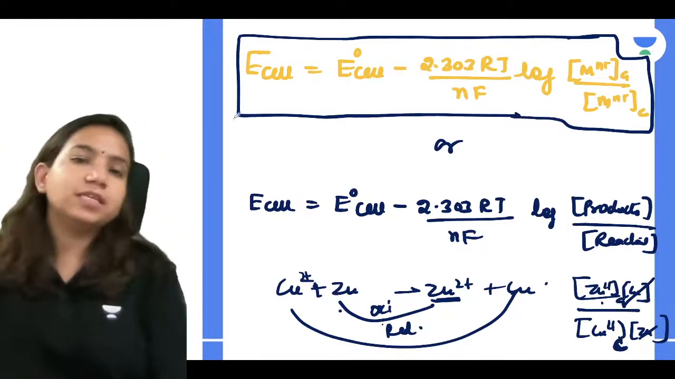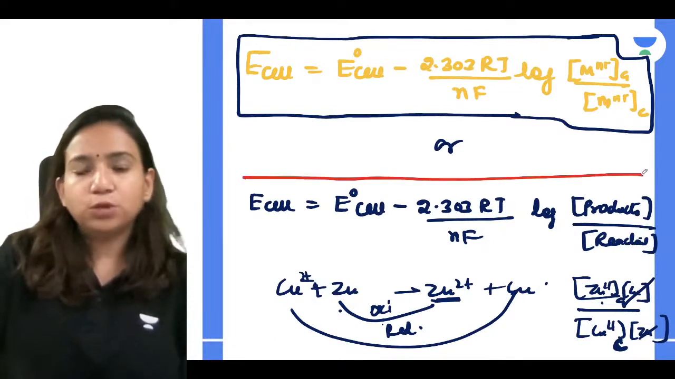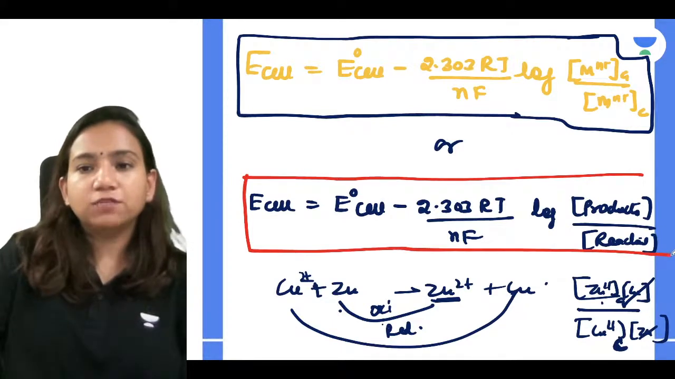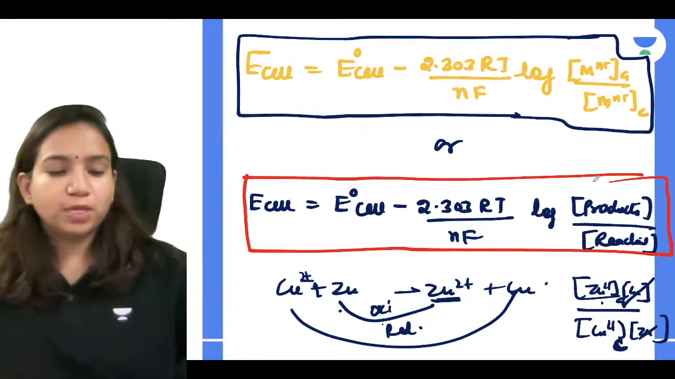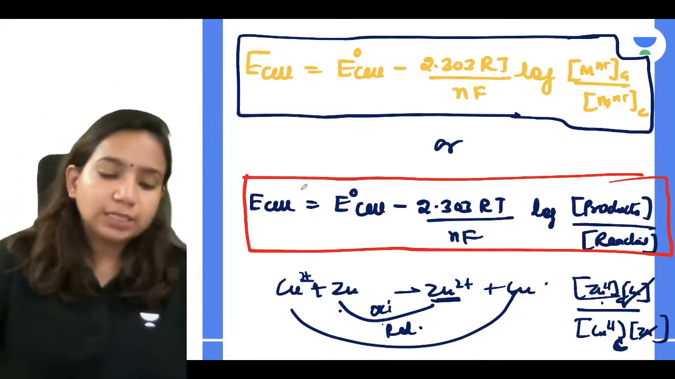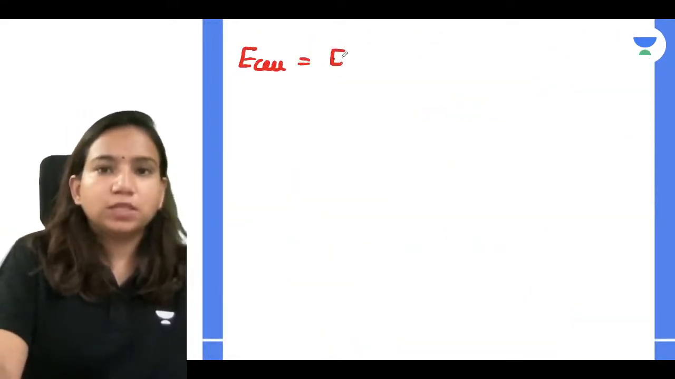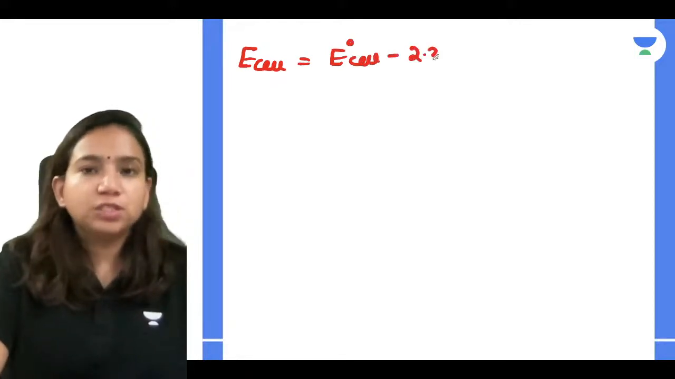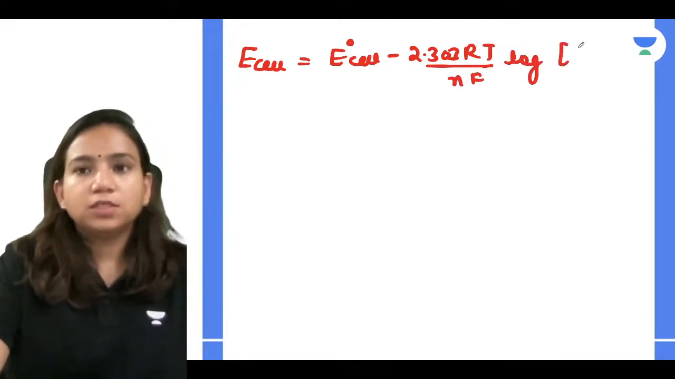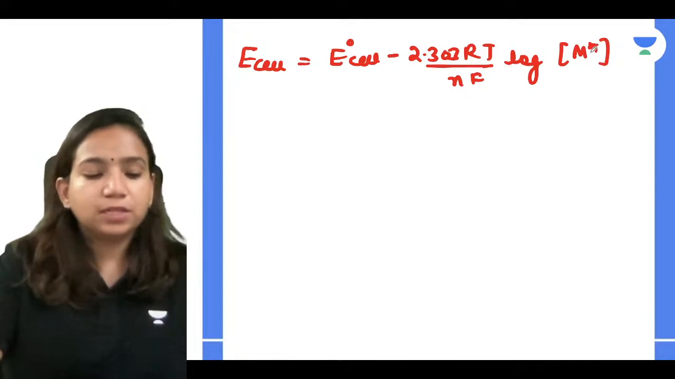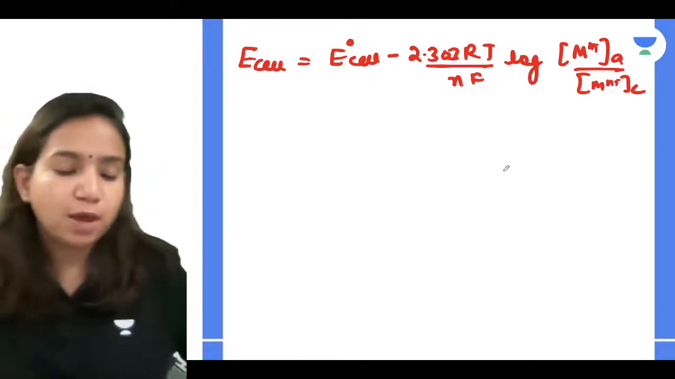So the better way to write this whole equation is, you can write E cell is equal to E naught cell minus 2.303 RT by NF log concentration of products divided by reactants. So that is what we can mention. Clear with it, guys? Now if I say this equation, E cell is equal to E naught cell minus 2.303 RT by NF log concentration of anode divided by concentration of cathode. That's what I was writing. We have it in the same equation that we have derived.